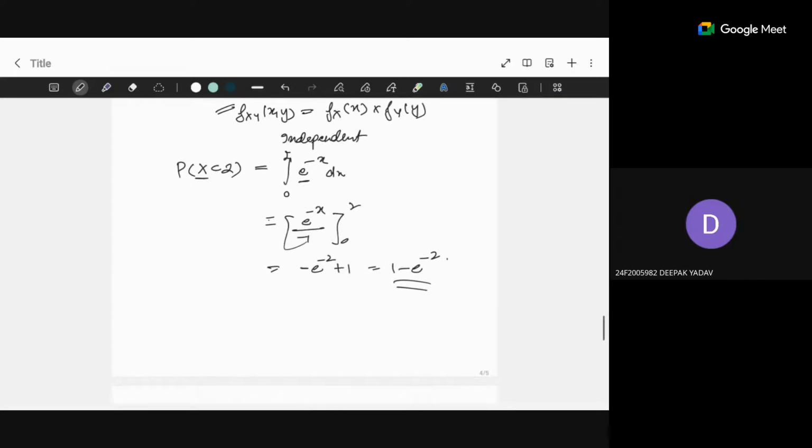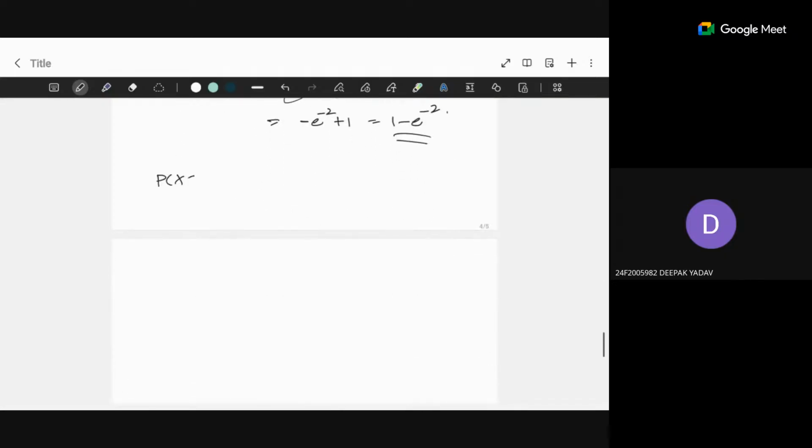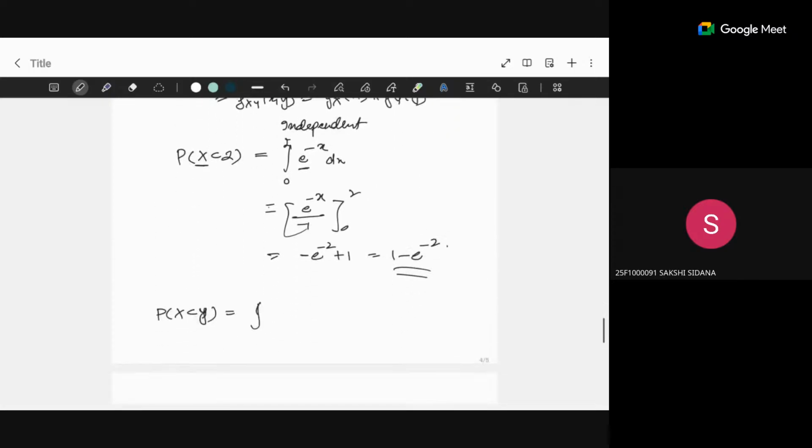Okay, next comes the probability of x less than y. Can I find out this? Yes, ma'am. If the probability of x is less than y, I can take it as x is less than y. So I can take it as the joint PDF, right? So my joint PDF is this.